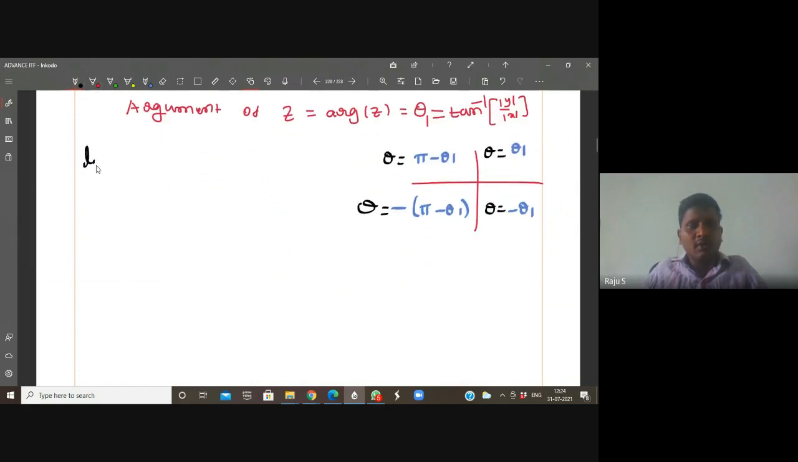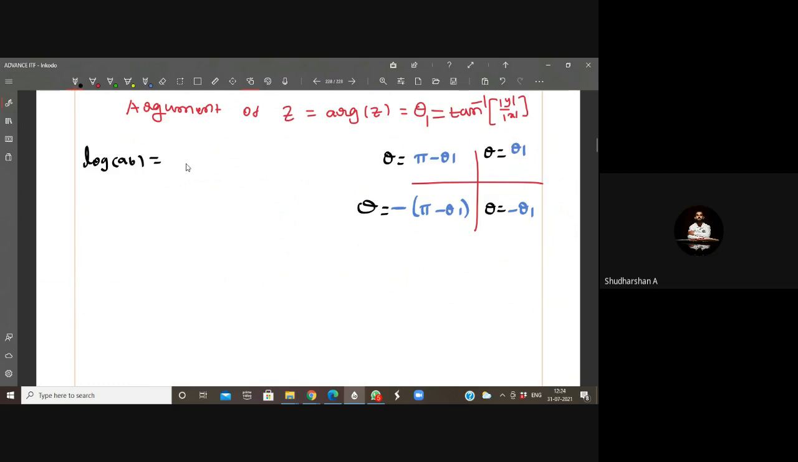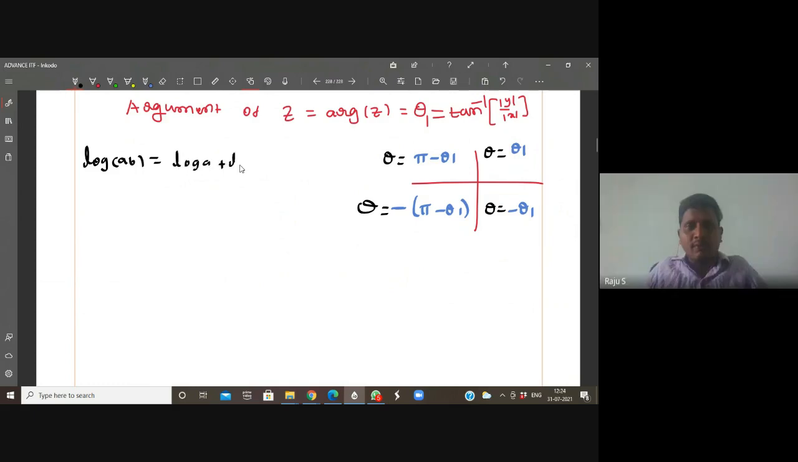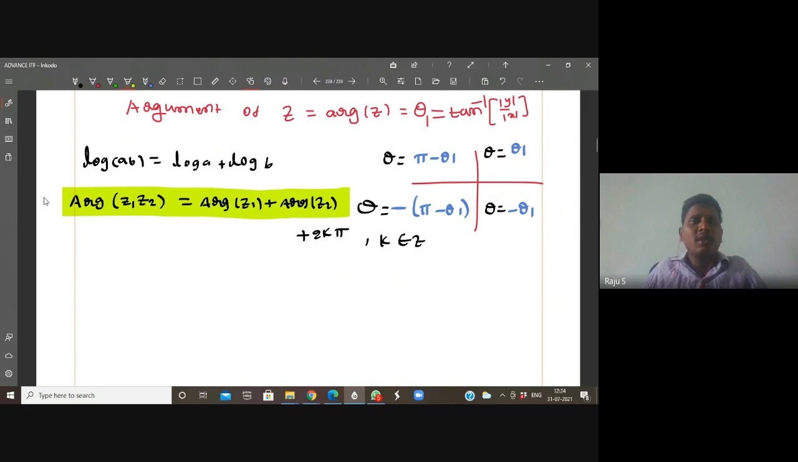Before that, can anyone tell me what the log AB formula is, students? Log A plus log B. Wonderful. In the same way, argument of z1 z2 is equal to argument of z1 plus argument of z2, plus generally we can write 2k pi here, k belongs to Z. Simply remember up to here. It is very important, clear? So it is like the log AB formula.